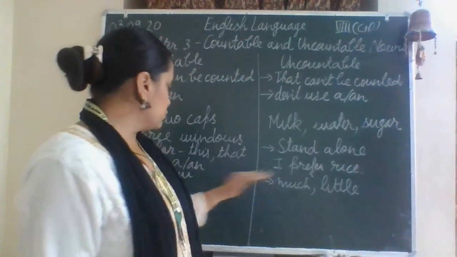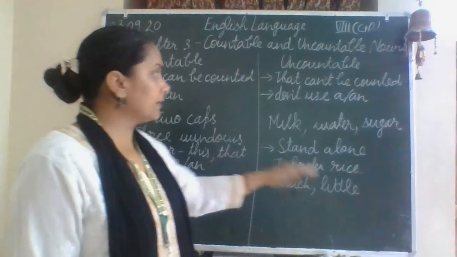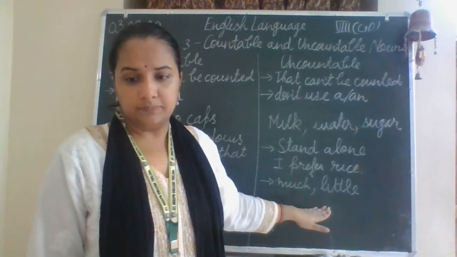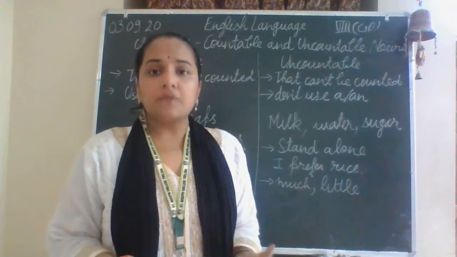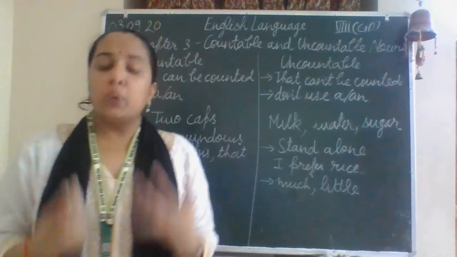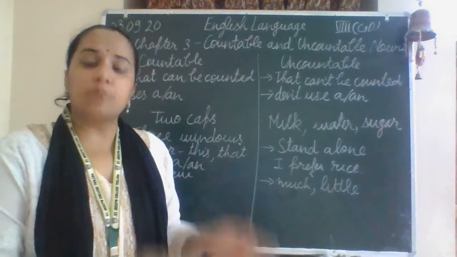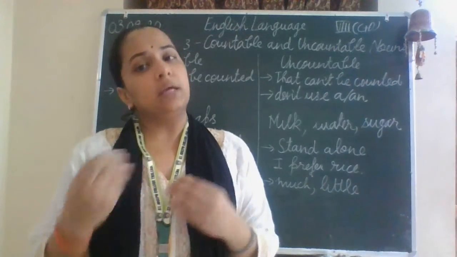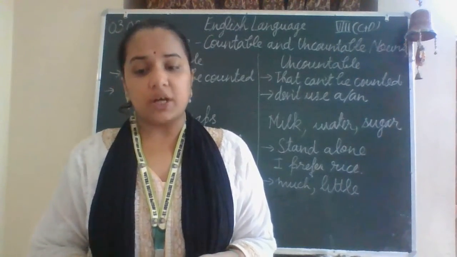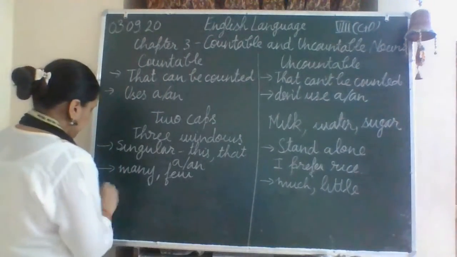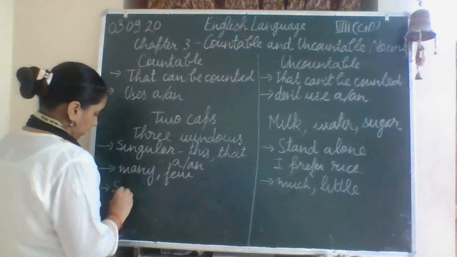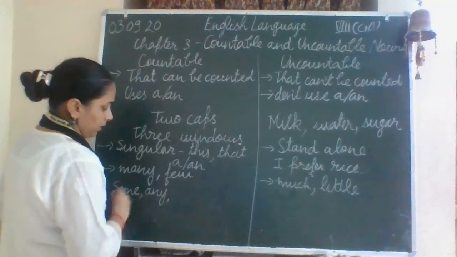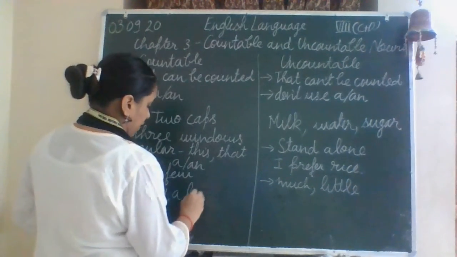Here in the uncountable, we will not use these terms, and in the countable, we will not use these terms. But some of the terms are there which can be used in both the countable nouns as well as in the uncountable nouns. Which are the terms? Some, any, a lot.